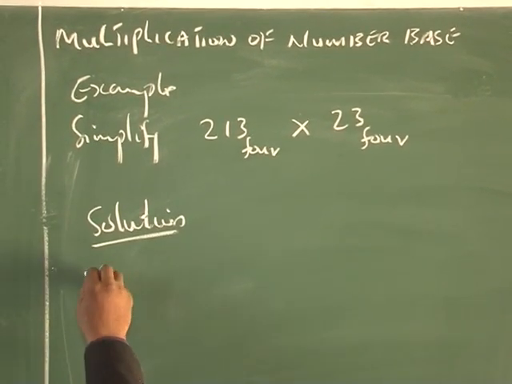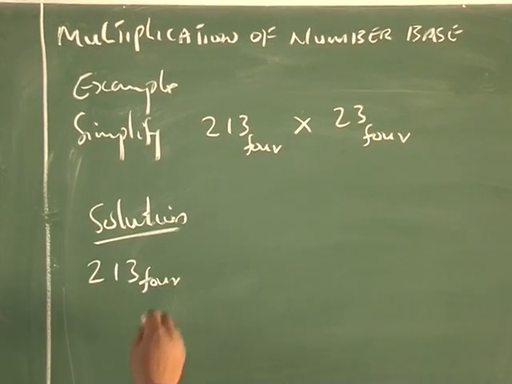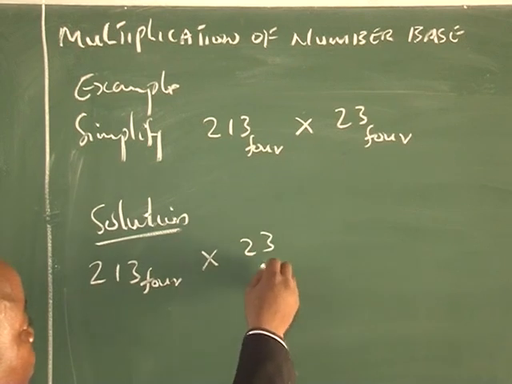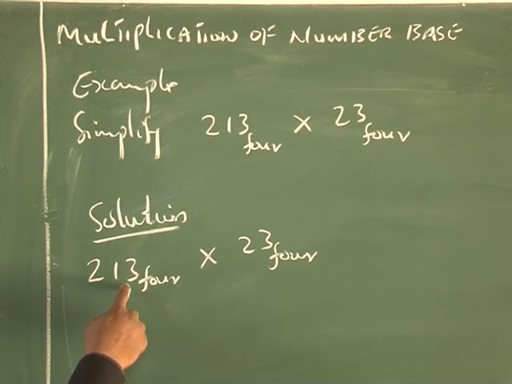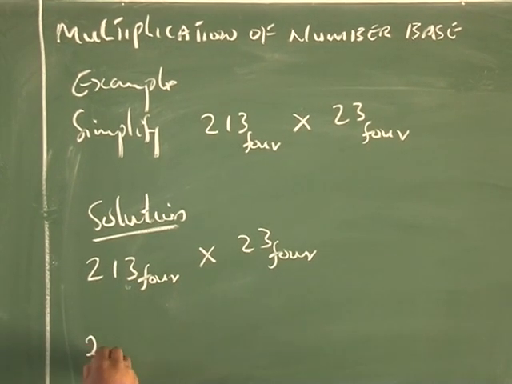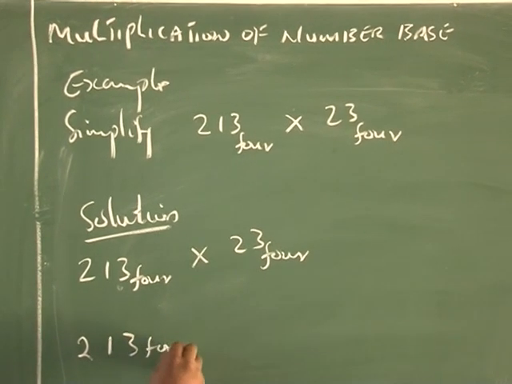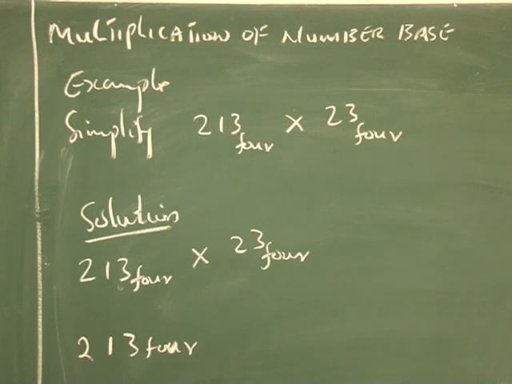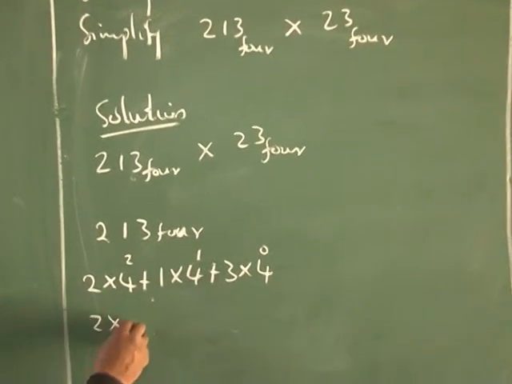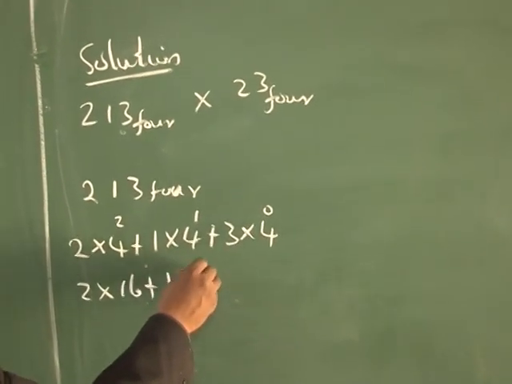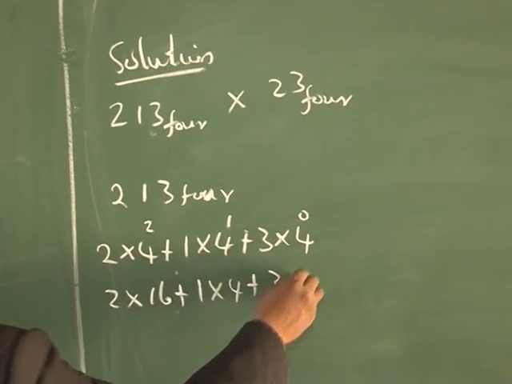The solution: we have 213 base 4 multiplied by 23 in base 4. First of all, we convert 213 base 4 to base 10. That is 2 times 4 squared plus 1 times 4 plus 3 times 1. We raise the base to powers starting from 0 in increasing order: this is 1, this is 2. So this gives us 2 times 16 plus 1 times 4 plus 3 times 1.